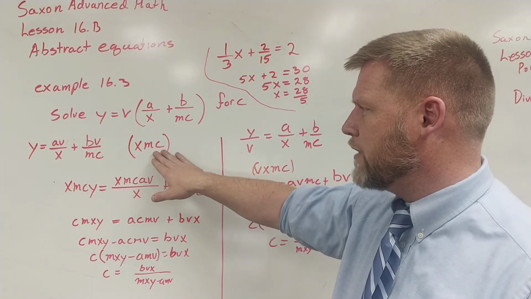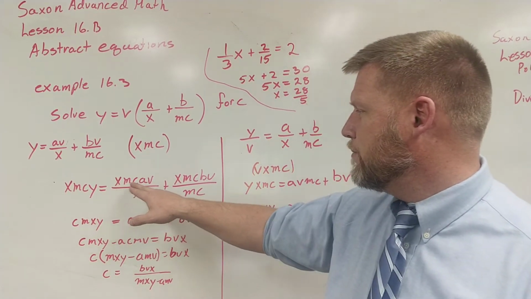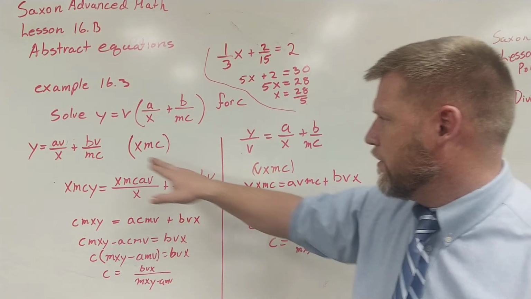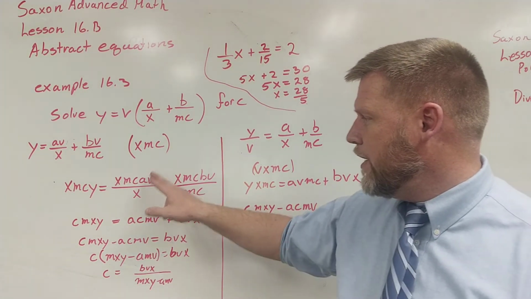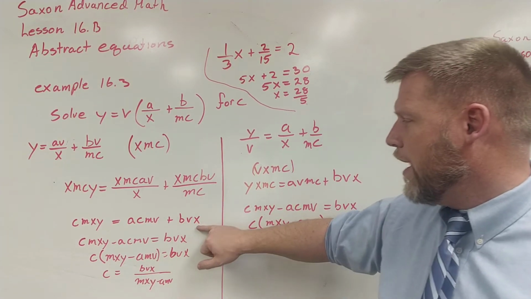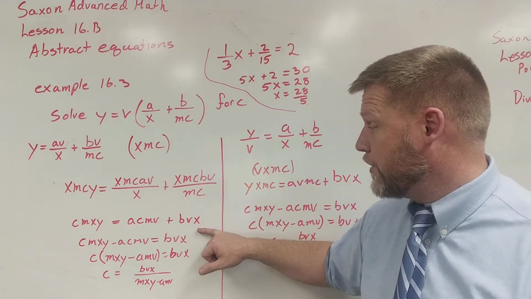I multiply everything by xmc. That gives me xmcy, xmcav, right? And xmcbv. That would be there. Then I cancel anything out that I can. There the x's are going to cancel, and the mc is going to cancel, and that leaves me with this. Here's our promised equation, no fractions.